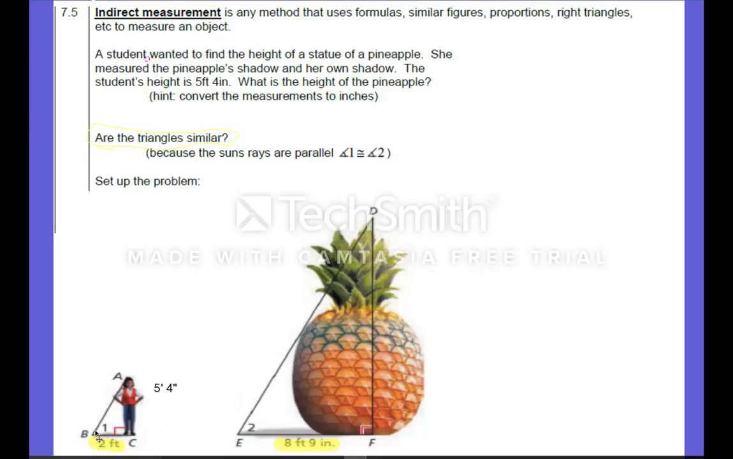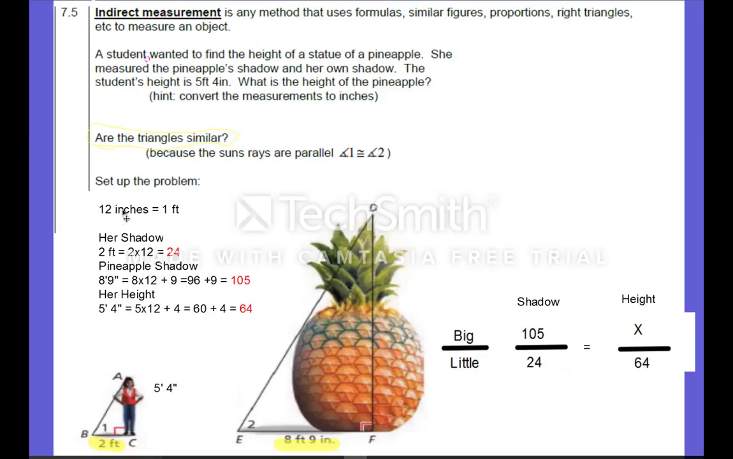Well, she's standing at a 90-degree angle to the ground, and this triangle is also located at a 90-degree angle to the ground. So I have one equal angle here, which is the right angle. And then I also have a second equal angle because the sun's rays are parallel. We have this line here and this line here creating the same angle for 1 and 2. So now I have angle, angle. Two angles matching. We know that these two triangles are similar.